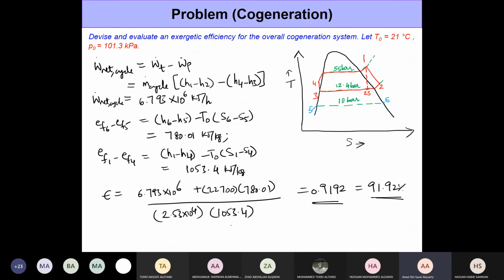Now, the net work output of the cycle is simply turbine work minus pump work, and it's something that you can easily determine, right? We have all the four enthalpies, we have the mass flow rate of the cycle, so it comes out pretty easily in this manner.